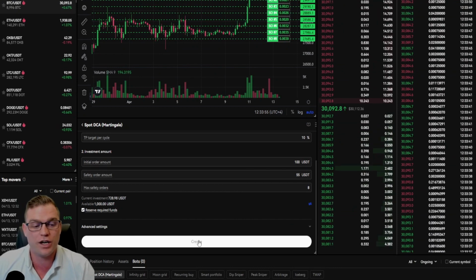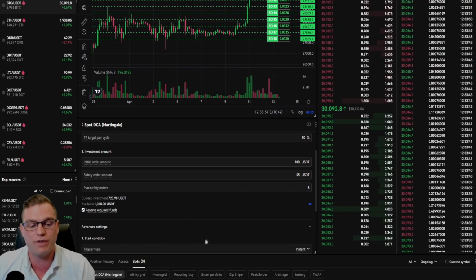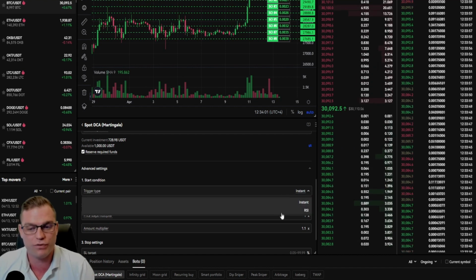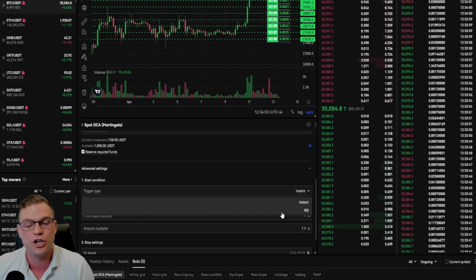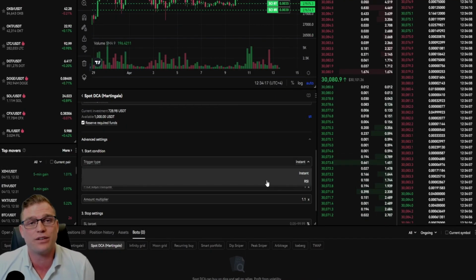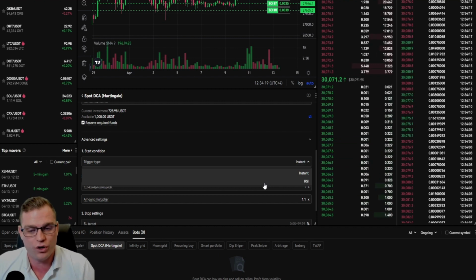Now, simply all you need to do is create. If you wanted to create it, you can do it that way. Let's look at the advanced settings though. You can actually have trigger types. So for instance, if you are looking at RSI, you can set it to trigger upon an RSI being oversold under 30, which is a really neat factor when it comes to the DCA bot on OKX exchange.